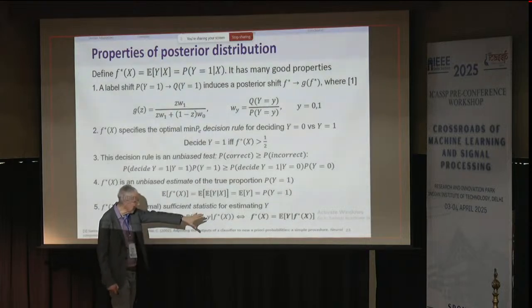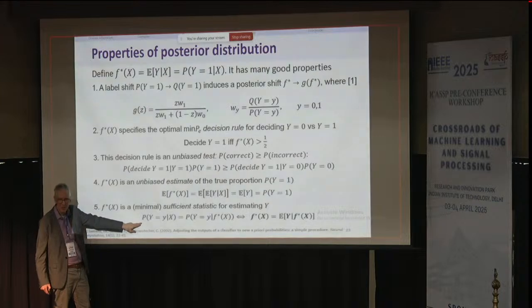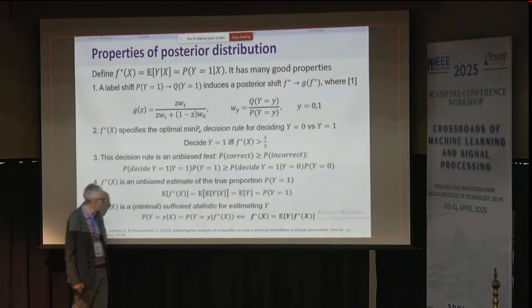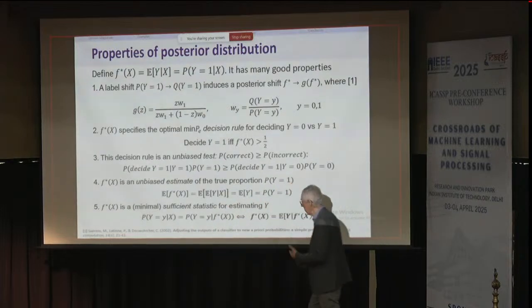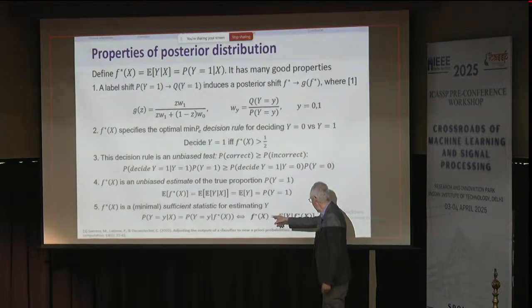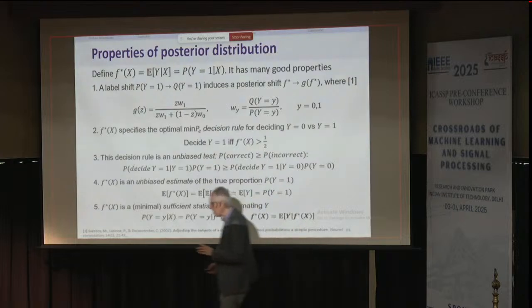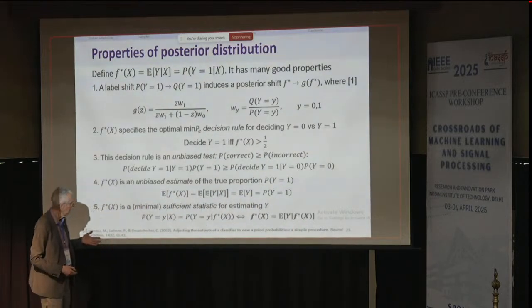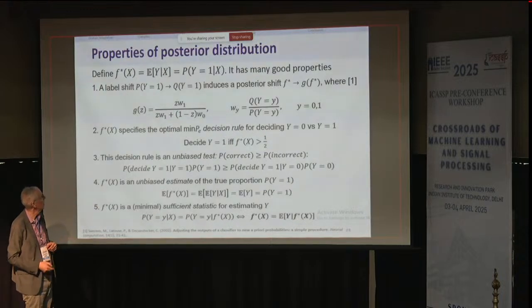So read a different way, this simply says f star of x, which we defined as the output of the black box when you have a probabilistic classifier that yields the posterior, is equal to the conditional expectation of y given f star. F star is equal to the conditional expectation of y given f star is effectively what we call the perfect calibration condition, which is satisfied by this posterior distribution.